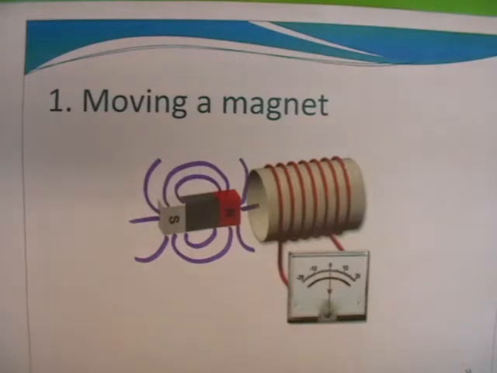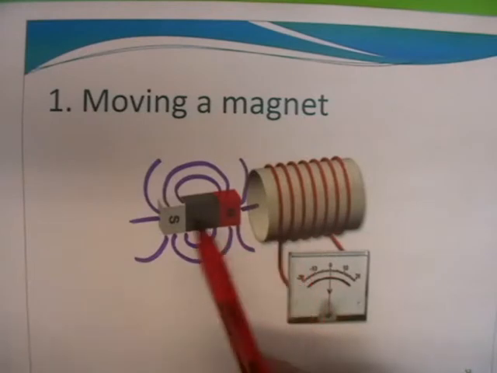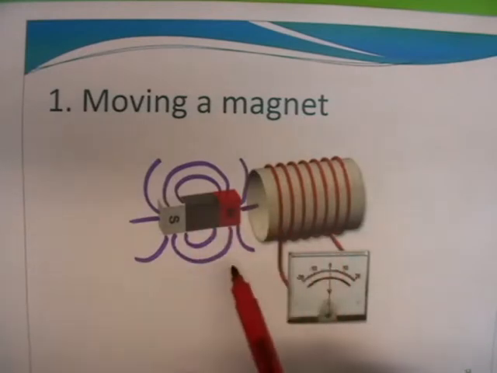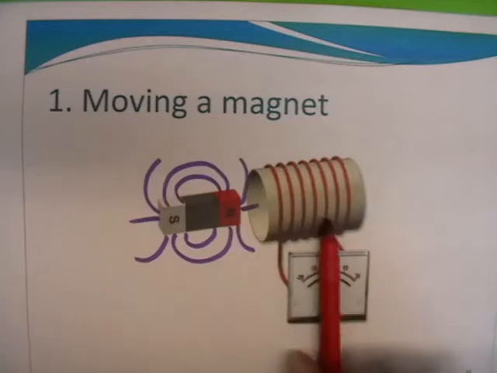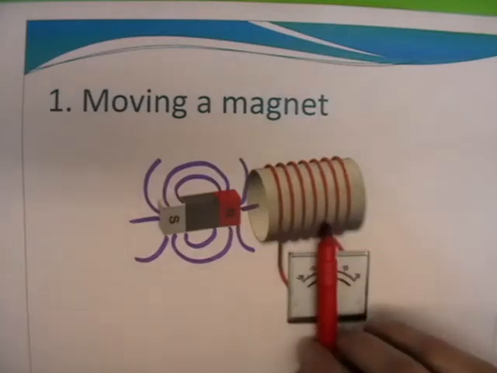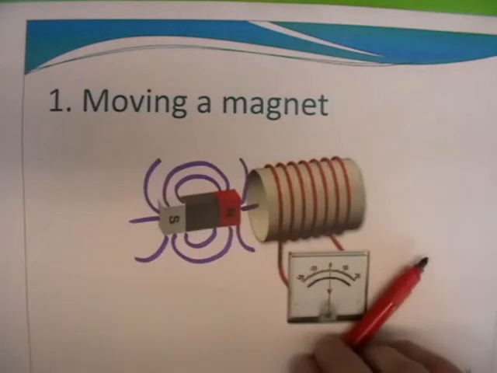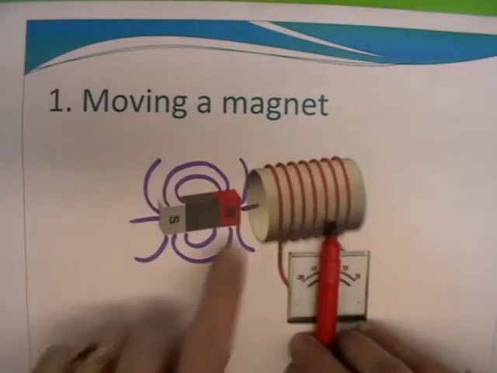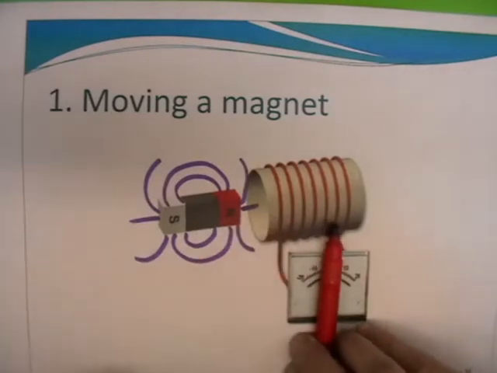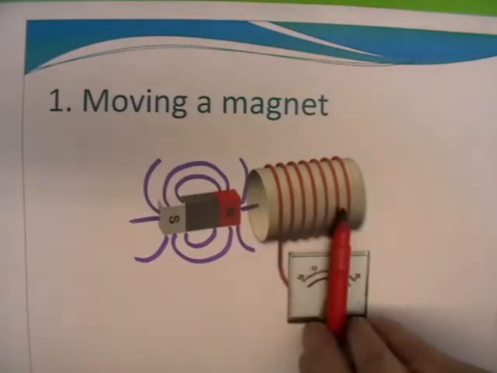But that induced current only happens whenever the magnet is moving or the field lines are being cut, and that's a change. So you only get current induced when there is a change. So when you move it in, it goes one way and back to 0, and when you do the opposite thing, move it out, it goes the other way and back to 0. So that's moving a magnet.